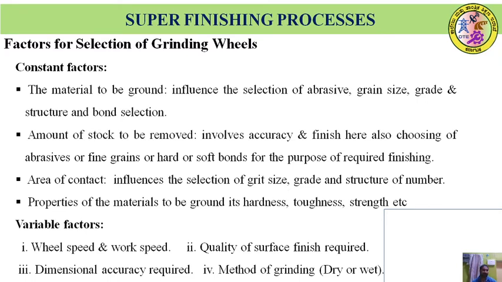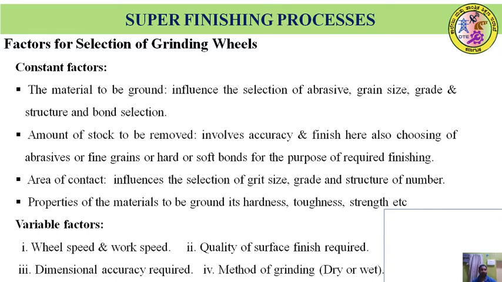Area of contact. How much area we should be in contact means if the grinding surfaces, the material has to be removed in a larger area of contact, then we have to select a different grinding wheel. If the area of contact between the grinding wheel and the work surface is very large, then we have to go for a different kind of grinding wheel.